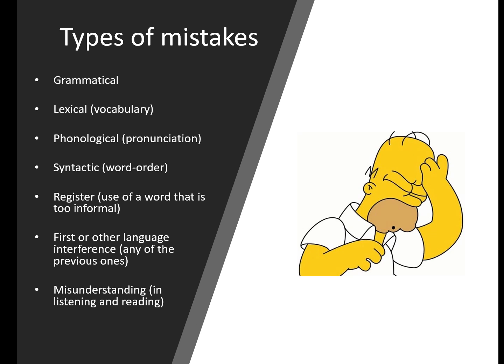Now, some mistakes might come from first language or maybe an additional language if the student speaks another language. And those mistakes are called interference when they're making a mistake based off of a rule in their first or additional language. And then, of course, we're familiar with mistakes of misunderstanding. So the student misinterprets something that they hear or something that they read.